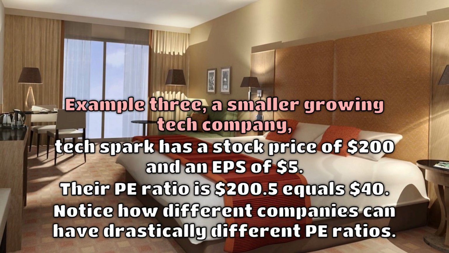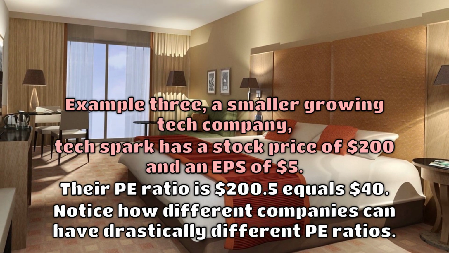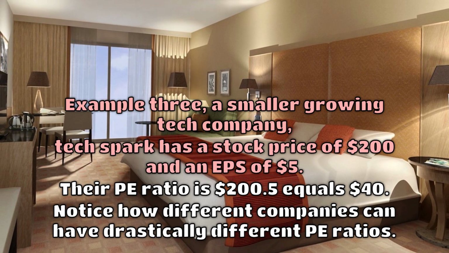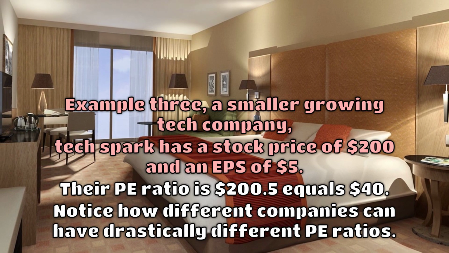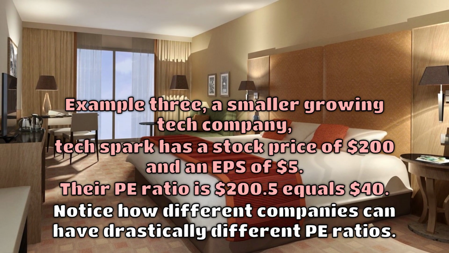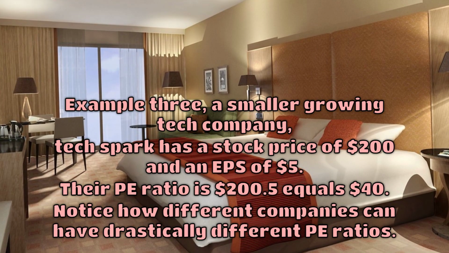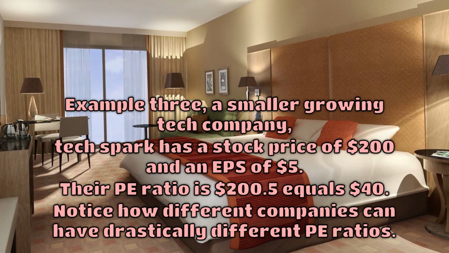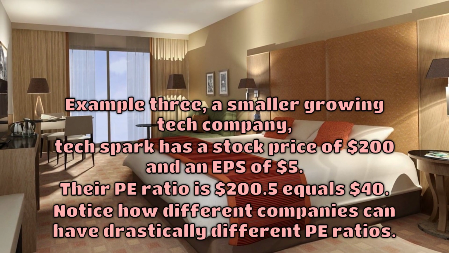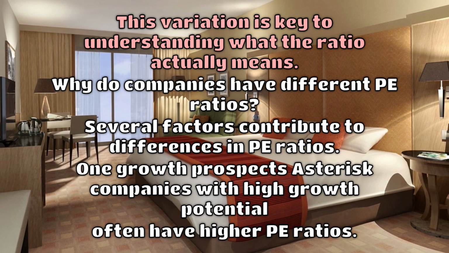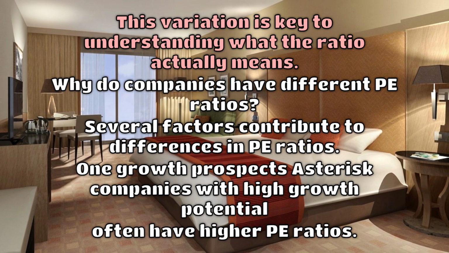Example 3: a smaller growing tech company, TechSpark, has a stock price of $200 and an EPS of $5. Their P/E ratio is $200 / $5 equals 40. Notice how different companies can have drastically different P/E ratios. This variation is key to understanding what the ratio actually means.